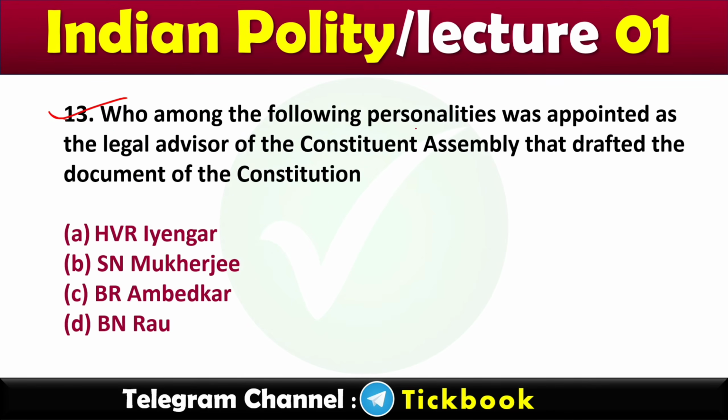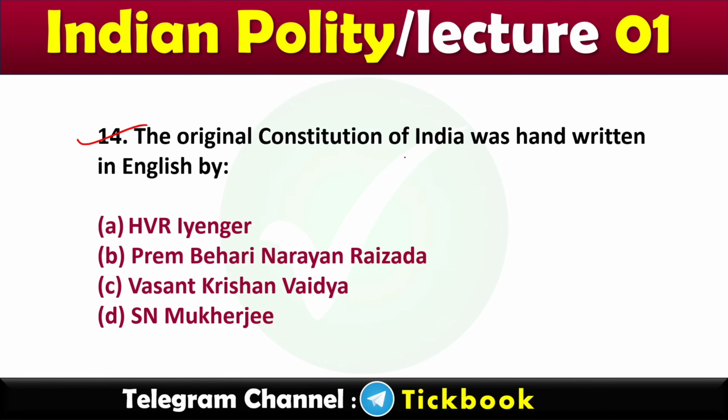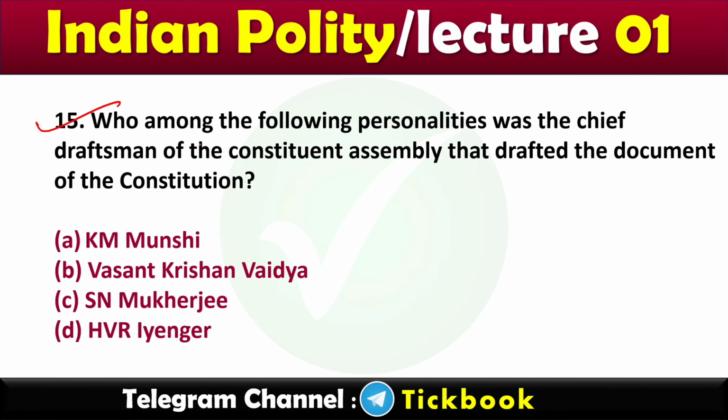Question number 13, who among the following personalities was appointed as the legal advisor of the Constituent Assembly that drafted the document of the Constitution? Legal advisor of the Constituent Assembly. Option number D, B.N. Rau. 14, the original Constitution of India was handwritten in English by. Option number B, Prem Behari Narain Raizada. 15, who among the following personalities was the chief draftsman of the Constituent Assembly that drafted the document of the Constitution? Chief draftsman. Option number C, S.N. Mukherjee.